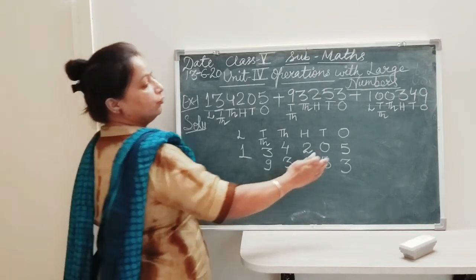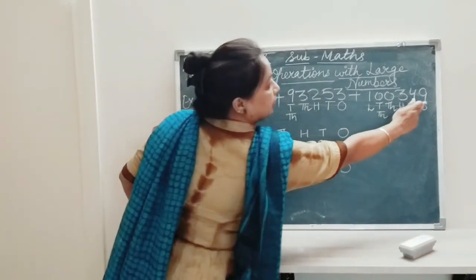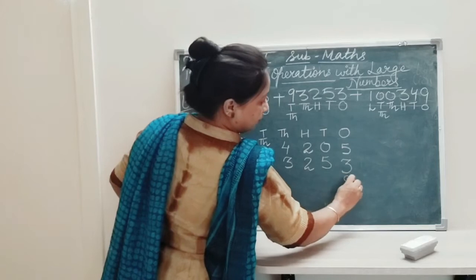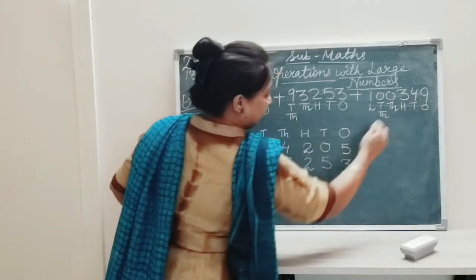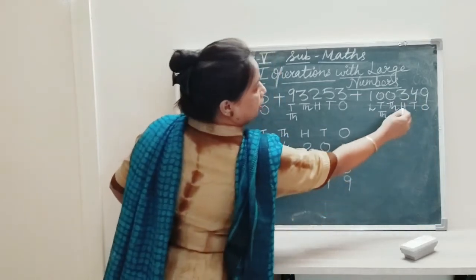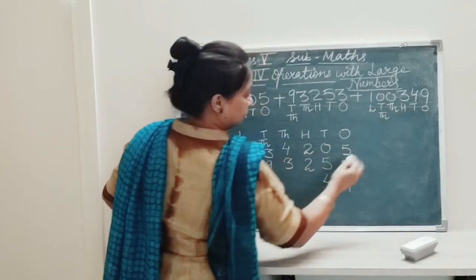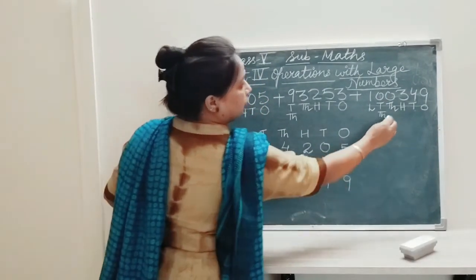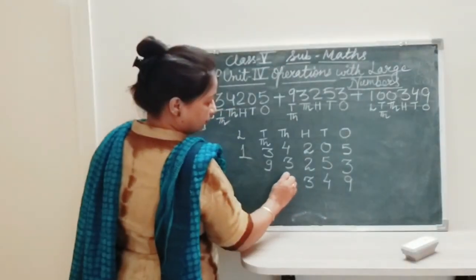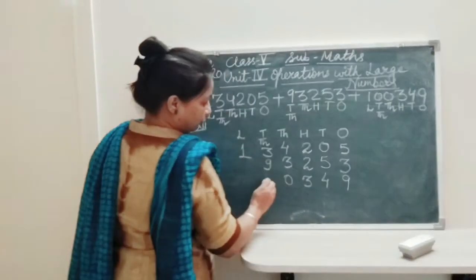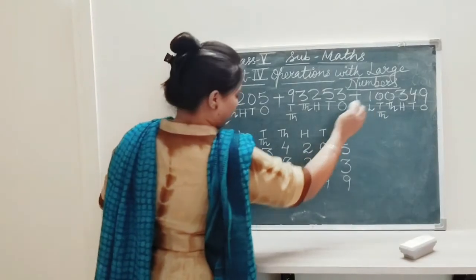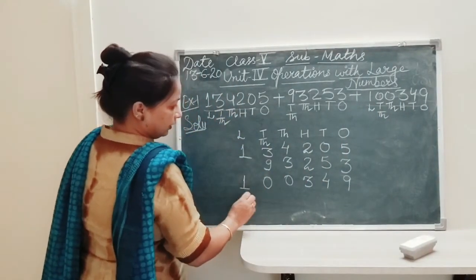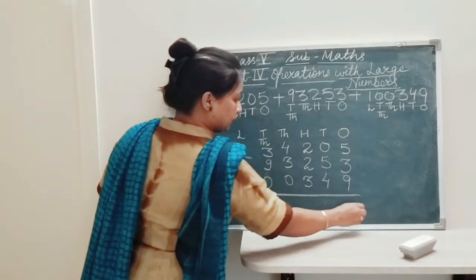Okay. Now we'll take the third number over here. In the ones column will come 9. Tens column will come 4. 100 column will come 3. 1000 column will come 0. 10,000 column will come 0. And lakh column will come 1. We have written all the three numbers in the proper columns.